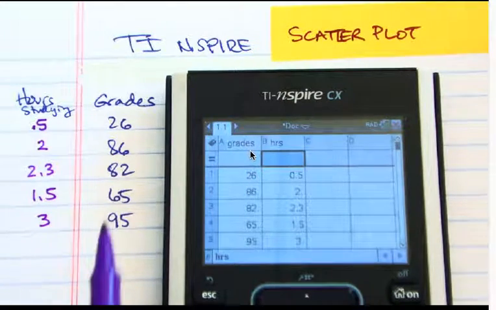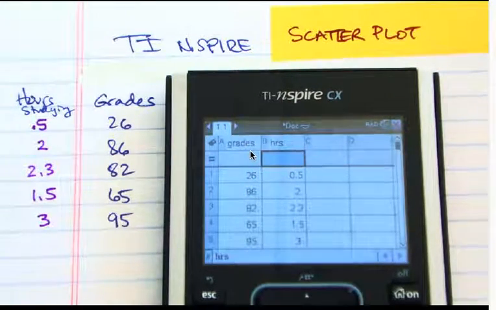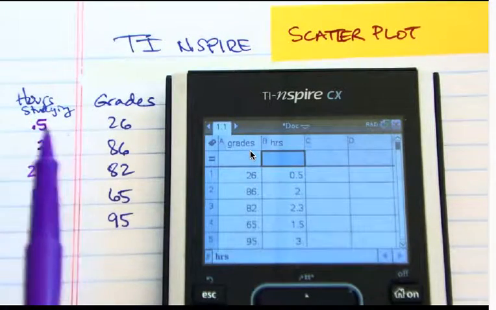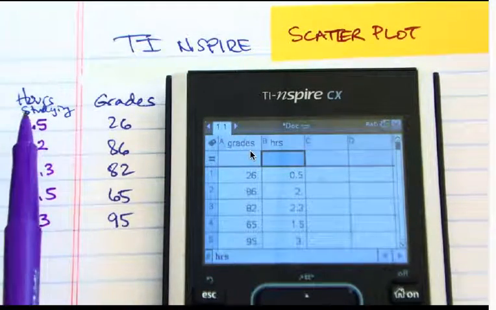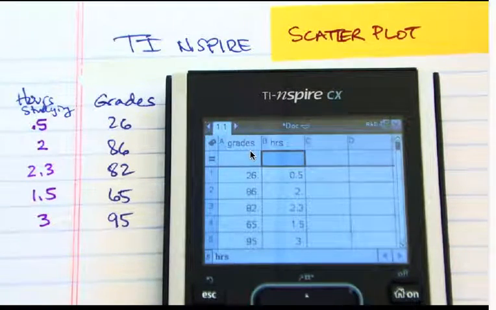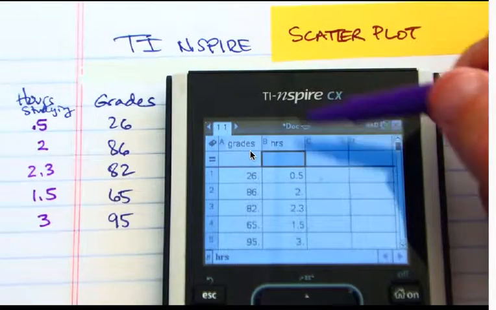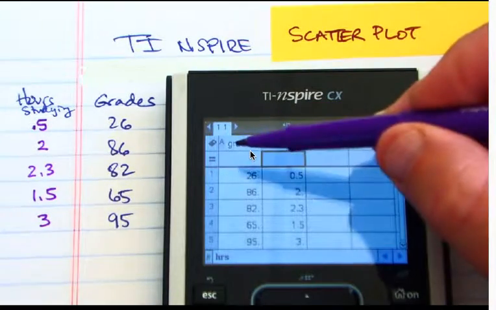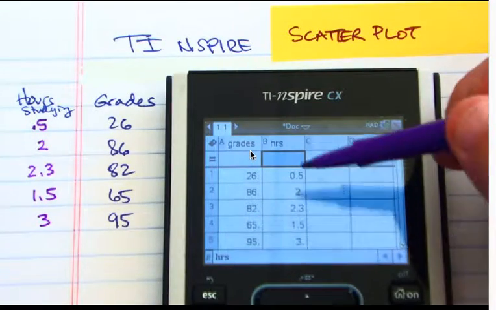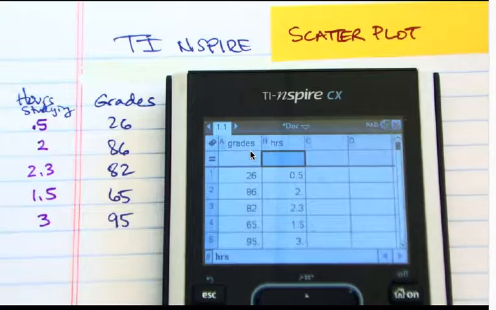So when I want to compare two quantitative variables, I'm going to make a scatter plot of the data. So we're going to be looking at two sets of data. Number one is hours, and number two is grades. I have them switched in my list, but it's really not important as long as you remember which is the explanatory and which is the response. So in this problem, we're trying to predict your grade based off of the number of hours you studied.